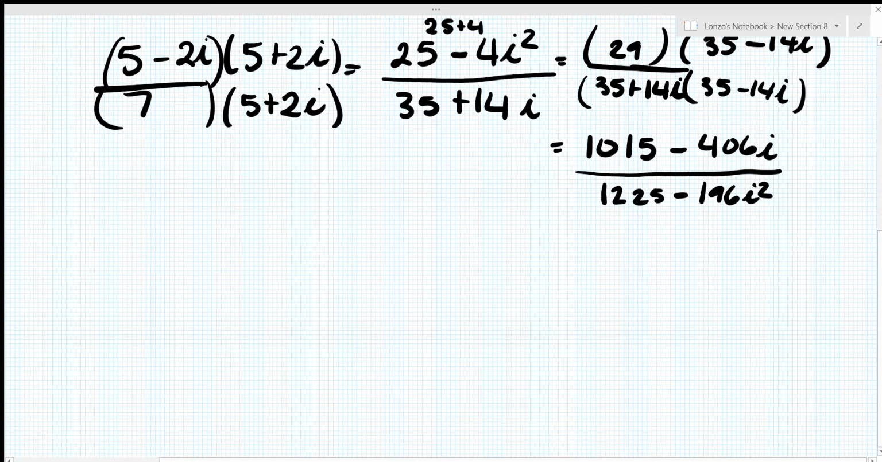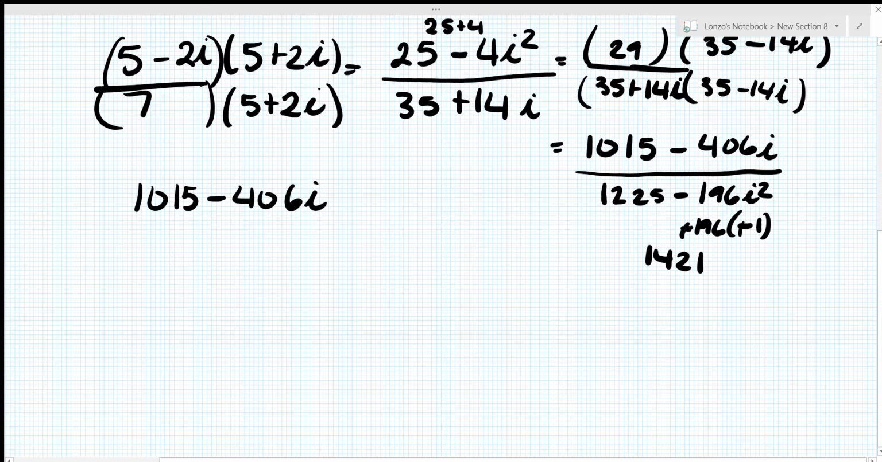Okay. So we know that i squared is a negative 1 times negative 196. Two negatives becomes a positive, so it's 1225 plus 196, which is 1421. So my denominator is 1421. So it's like saying 1015 minus 406i divided by 1421. So this 1421, you have to divide it into the 1015 and the negative 406i.